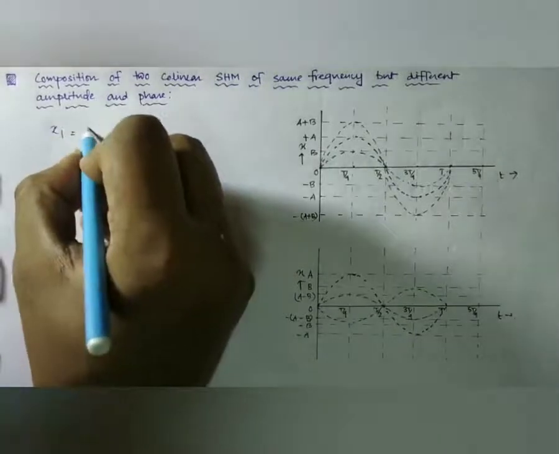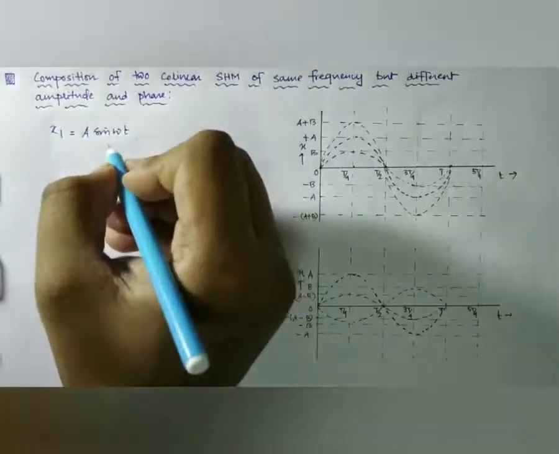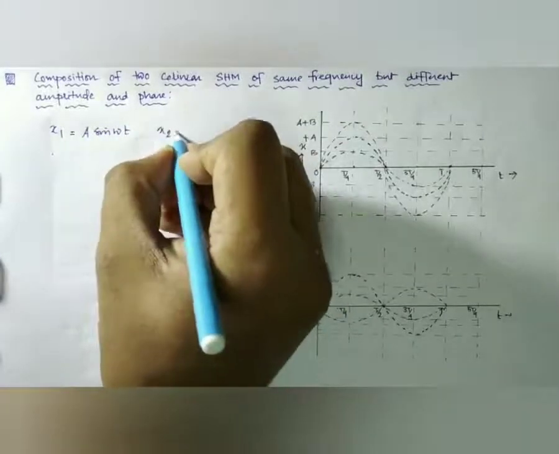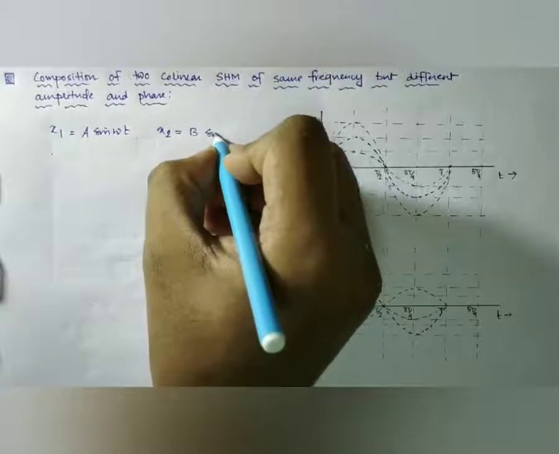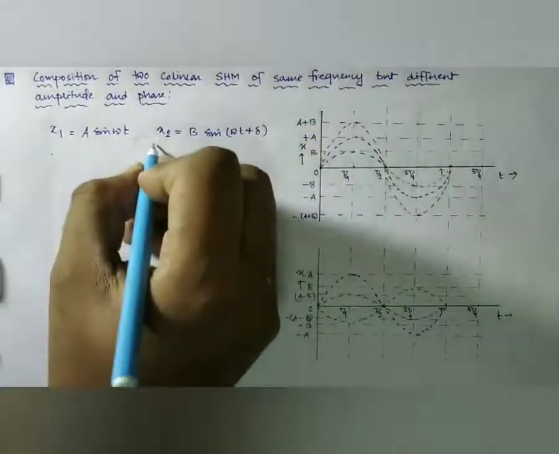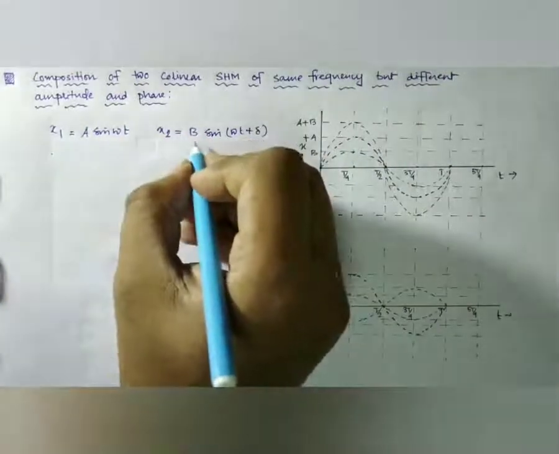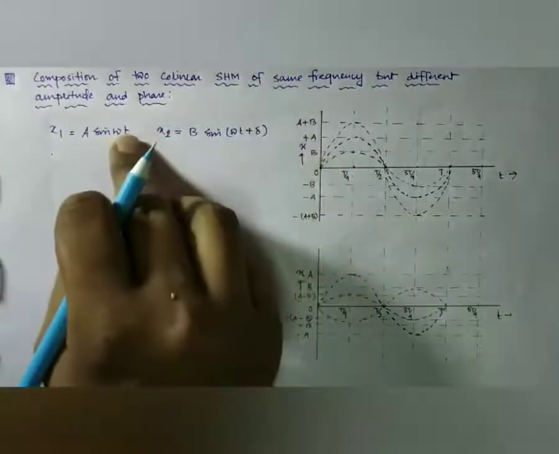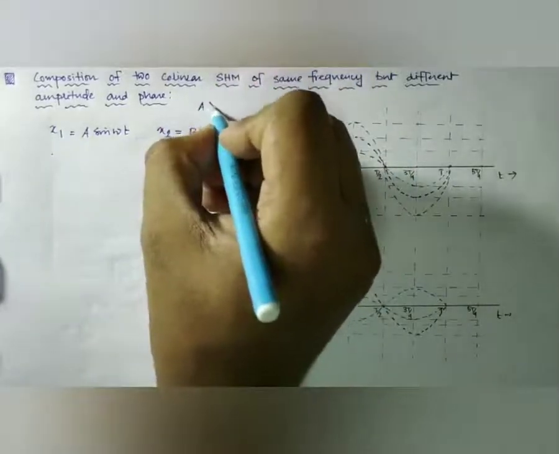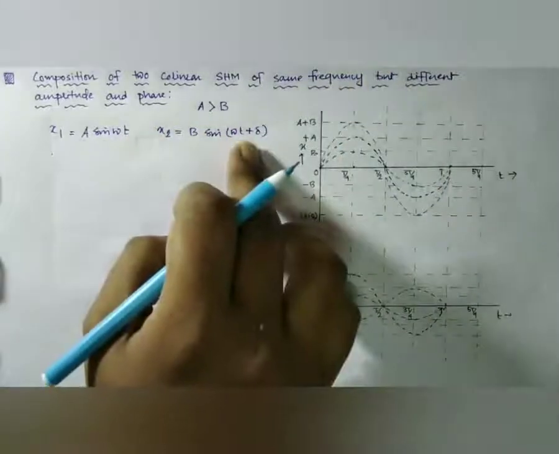x1 equal to a sin omega t and x2 equal to b sin omega t plus delta. Look, the two SHMs are represented by x1 equal to a sin omega t and x2 equal to b sin omega t plus delta. They have the same frequency but different amplitudes a and b. Let us suppose a is greater than b and delta is the phase difference between them.